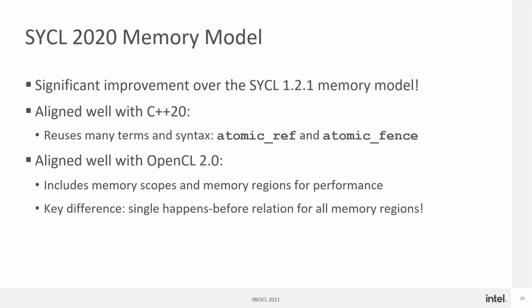It includes the concepts of memory scopes and memory regions for performance. One of the key differences is that SYCL 2020 has adopted a single happens-before relation for all memory regions, so it avoids some of the complexity in the OpenCL 2.0 memory model.